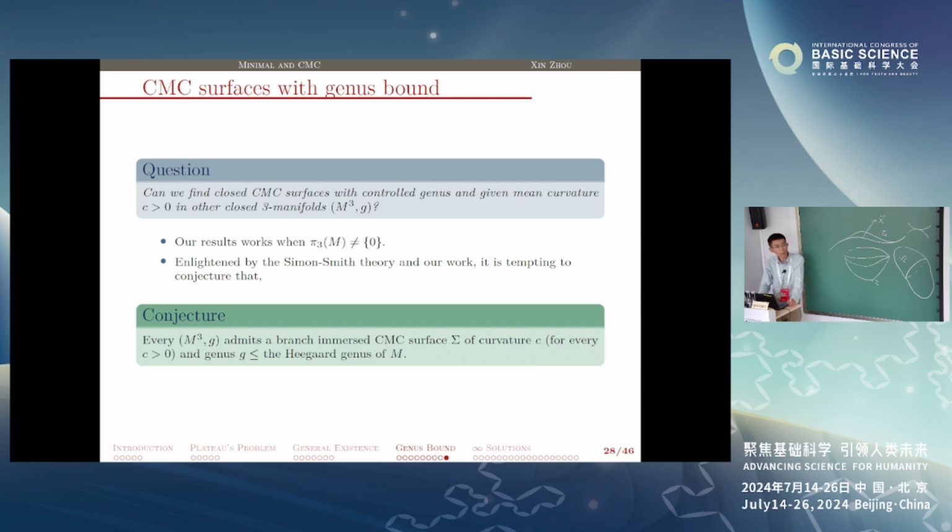So in this part, I surveyed the existence of minimal surfaces with controlled genus in 3-manifolds, and also the existence of CMC surfaces with controlled genus in 3-manifolds. I never talk about the isoperimetric problem, because if you do isoperimetric, in general, you don't have a topological control, so I just skip that part.